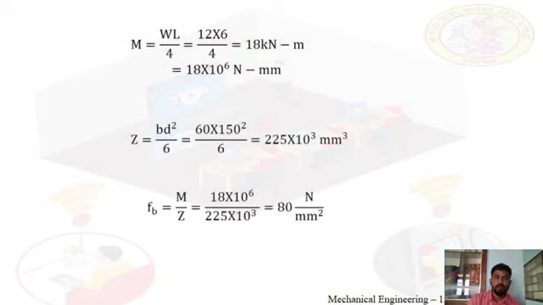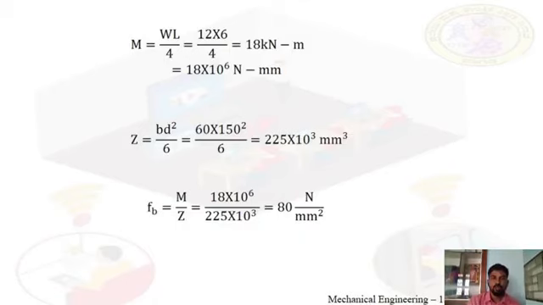Now M for simply supported beam at central point load is already known. I explained in previous sessions. So M is equal to WL by 4. Load is given, point load, and L is known, divided by 4, that is equal to 18 kilonewton meter. Convert kilonewton meter to Newton mm. So it is 18 into 10 power 6 Newton mm.